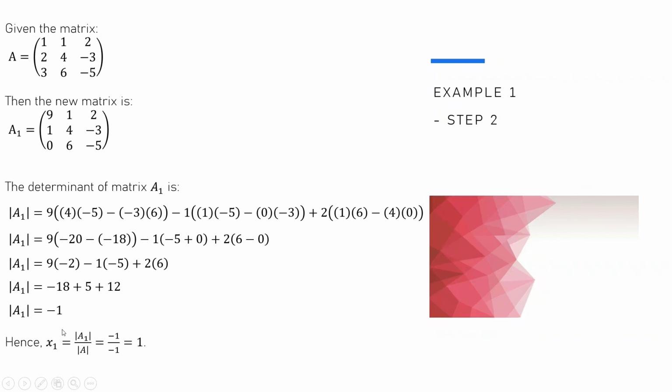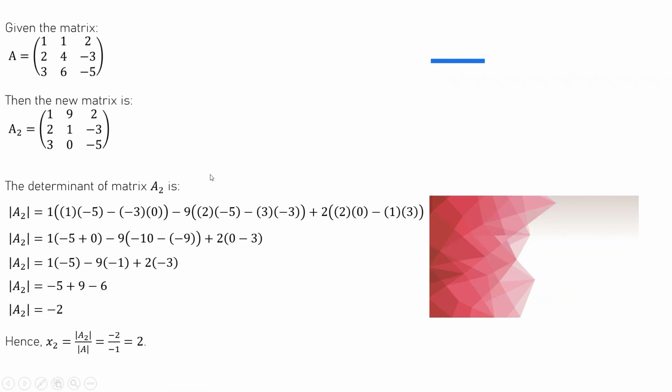According to Cramer's rule, x1 would be the determinant of A1 divided by the determinant of A. Then, as shown here, we have negative 1 divided by negative 1, which is equal to 1. This is how we use Cramer's rule to find our answer. As shown here, we have already found x1, which is equal to 1. Let's go on to the next step.